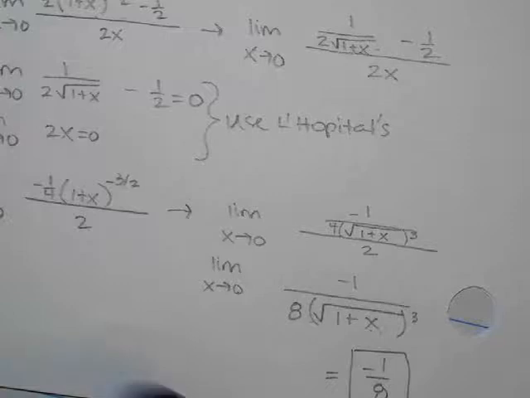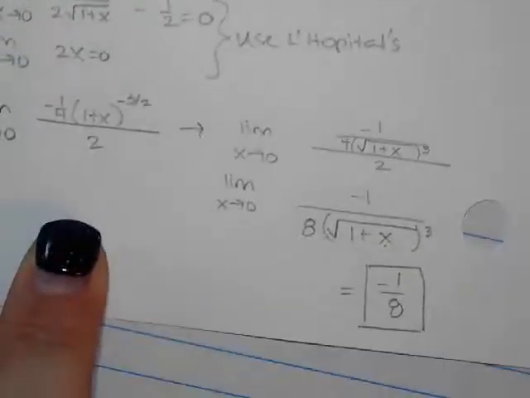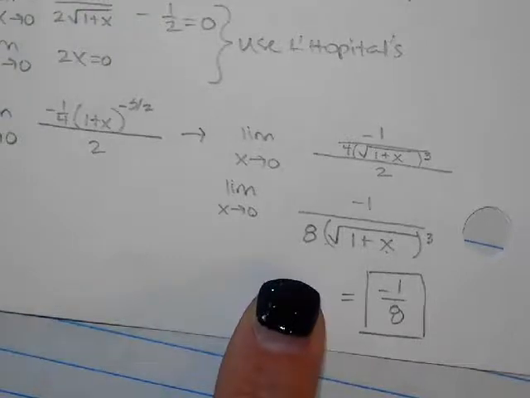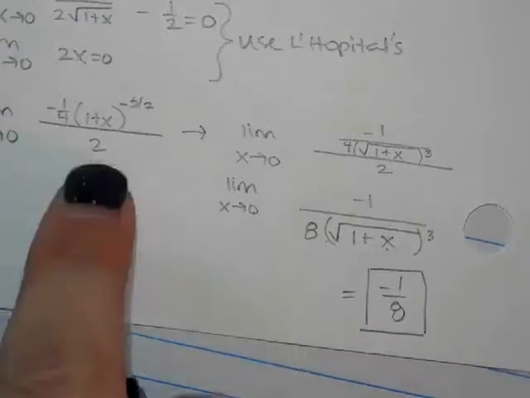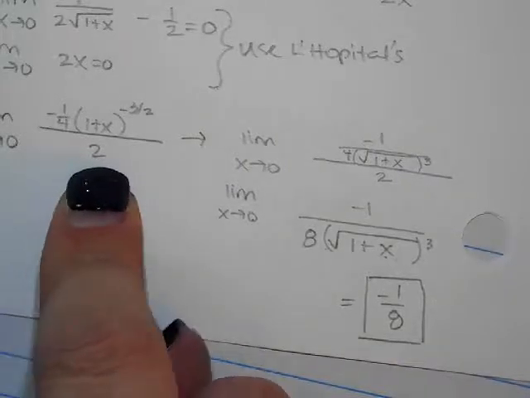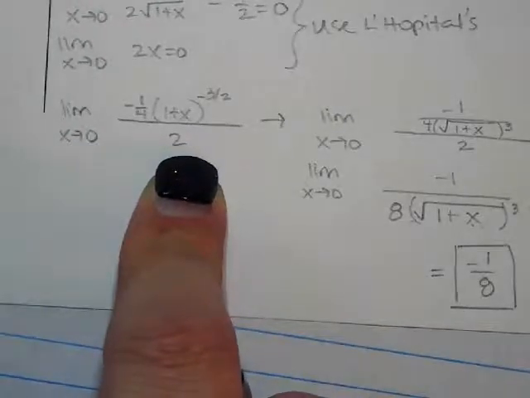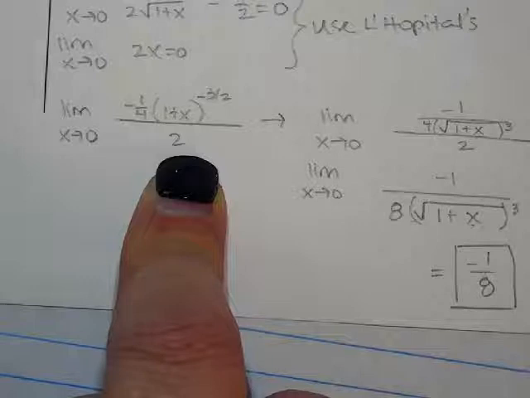So as soon as we saw this 2 on the bottom, we knew that we had to be done with L'Hopital's, because as soon as you have that 2 on the bottom, you're not going to get 0 over 0 anymore. Does that make sense? So as soon as we took that derivative and got the 2, L'Hopital's had to be done. No matter what, L'Hopital's was over at that point. You're done. So when that 2 was there, L'Hopital's was finished.